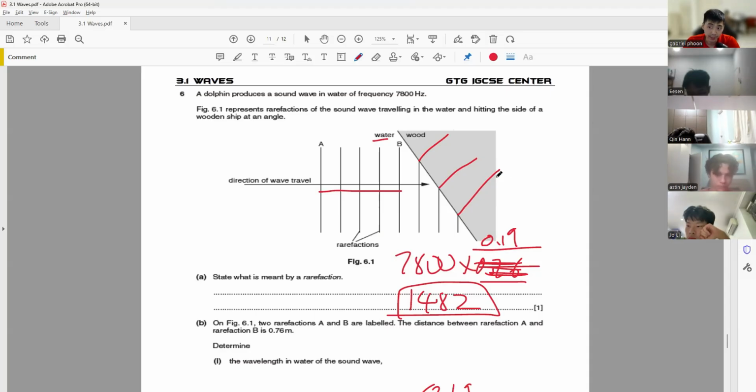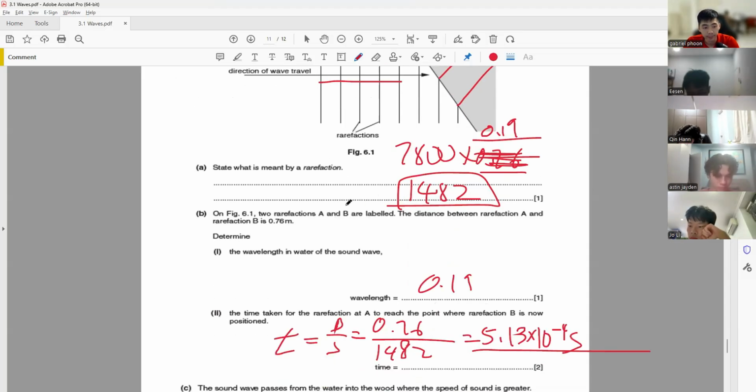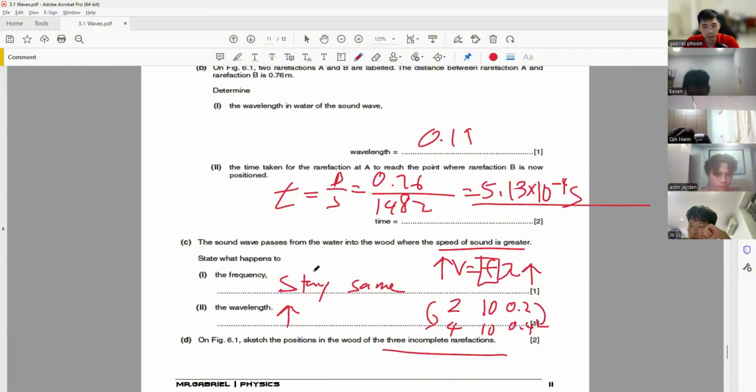Okay, question C2. Does water into the wood represent deep water to shallow water? No, it will be shallow water to deep water because the speed is greater. Oh, okay. Shallow means speed slow, deep means speed fast. So here to here is an increase in velocity, right?